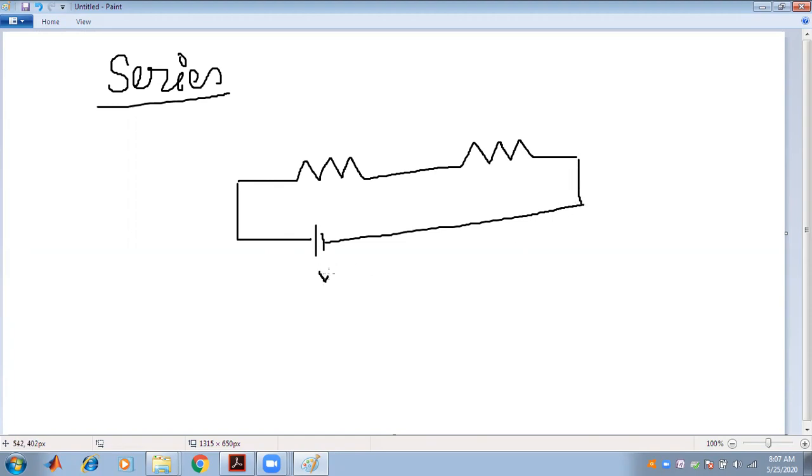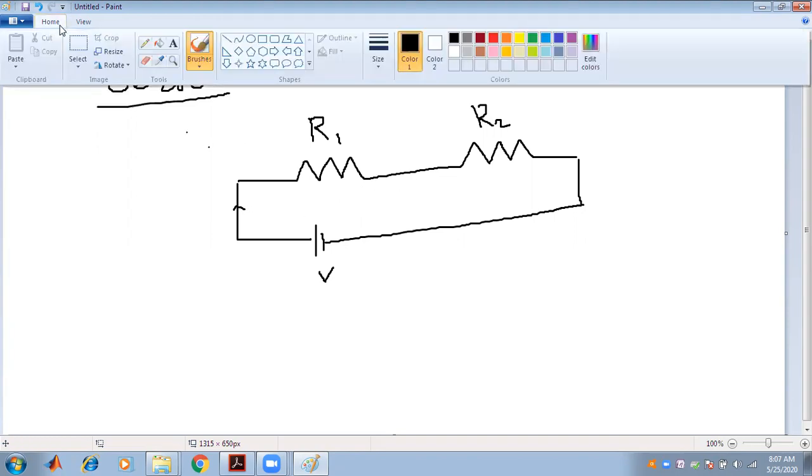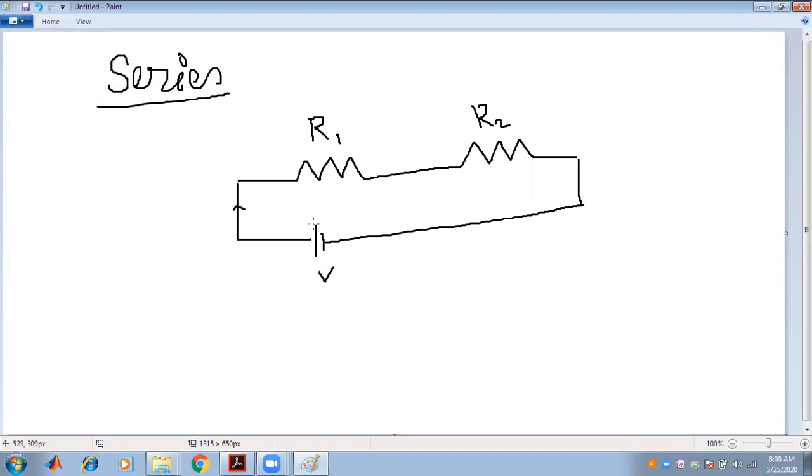Let us take a voltage V and resistances R1 and R2. Allow a current I to flow through the circuit. This is the positive part of the voltage, and this is the negative part. The current will start from the positive part, travel through this path, and come back to the negative one in order to complete the network. This is the general concept of how a current completes a circuit.